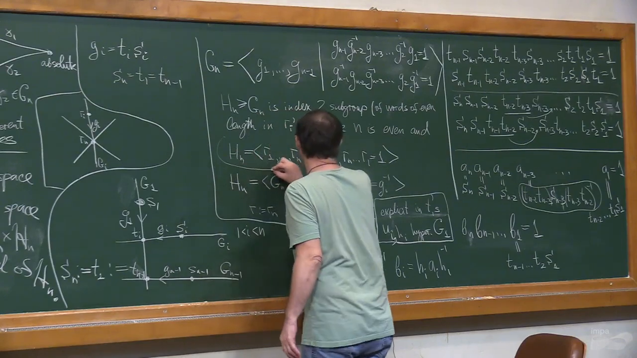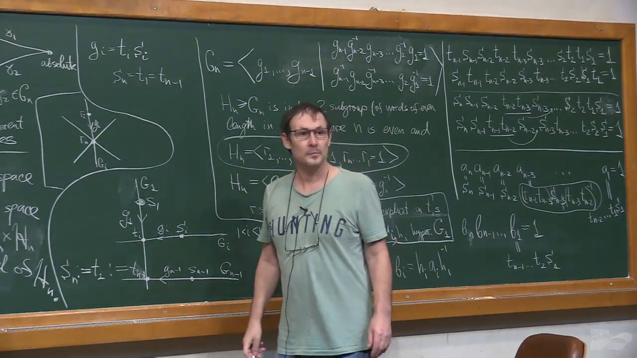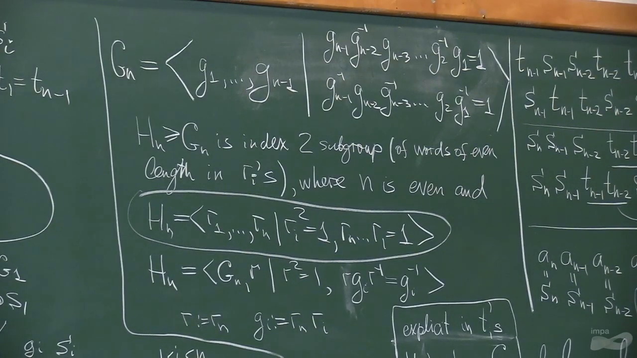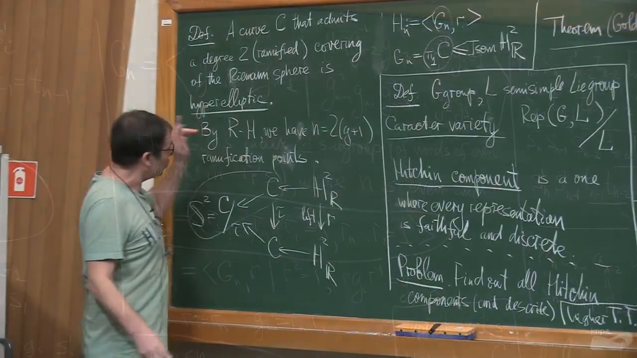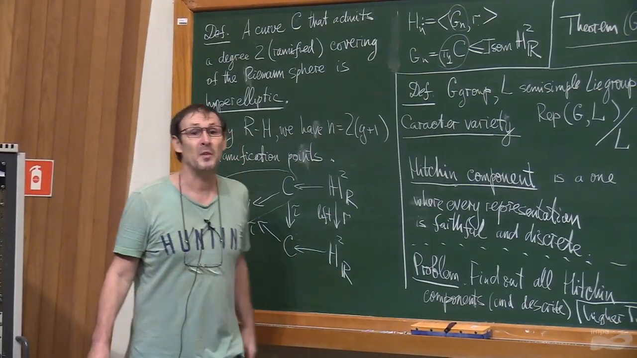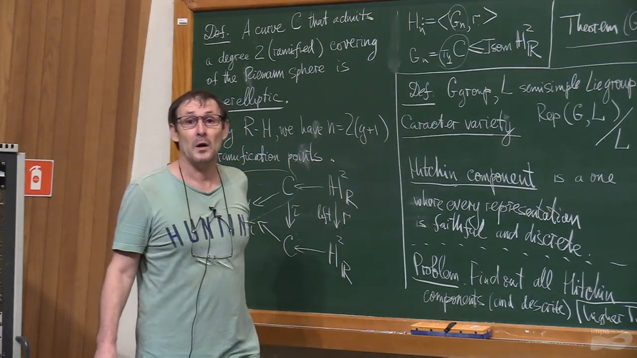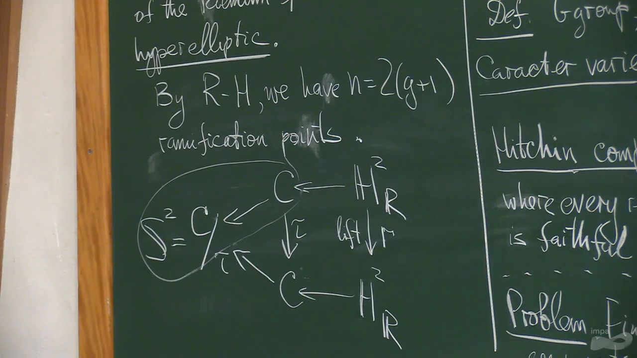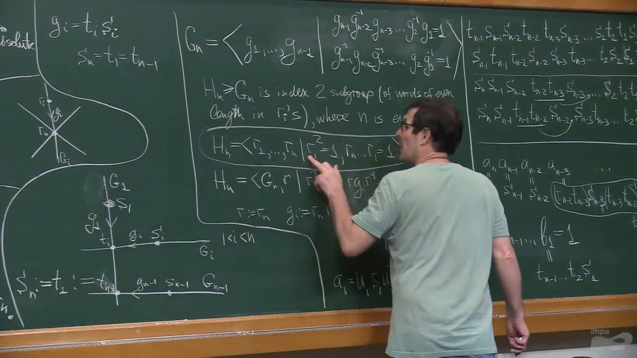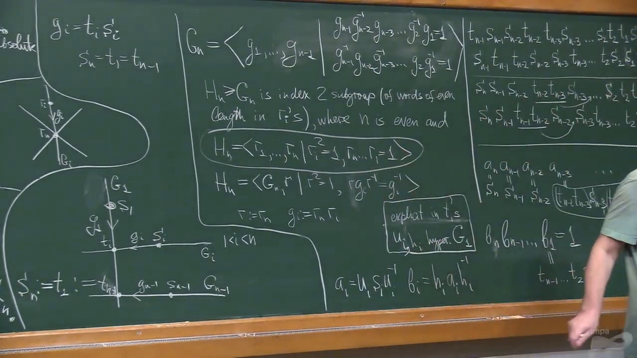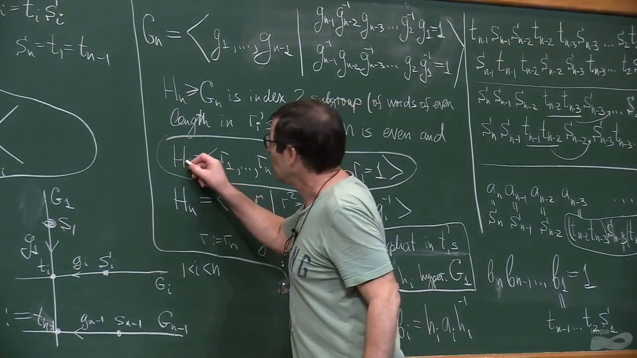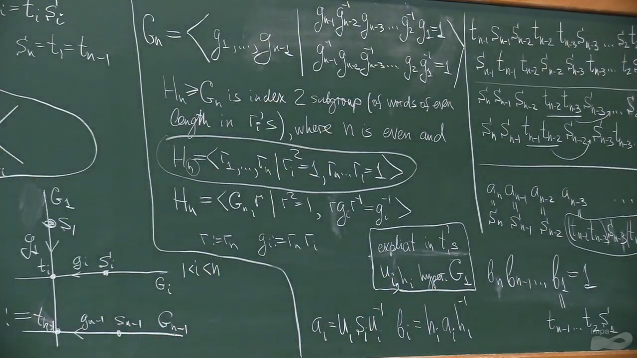This group can be described in this way, as an abstract group. Just we take N. By Riemann-Hurwitz, we can calculate the number of ramification points. It will be 2G plus 1. And a more symmetric way to describe this abstract group is the following. There are N involutions whose product is 1. Okay? So this is a hyperelliptic group. I will use this number instead of N, instead of genus. It is more comfortable for me in this talk.